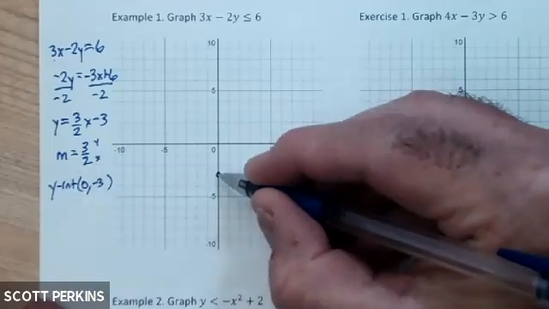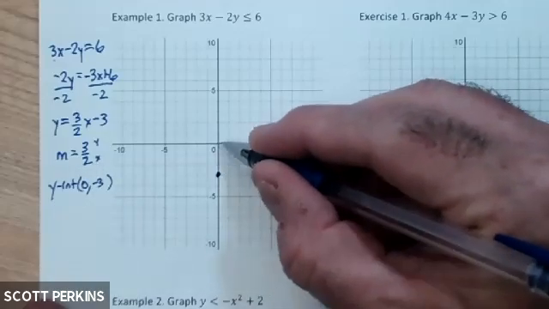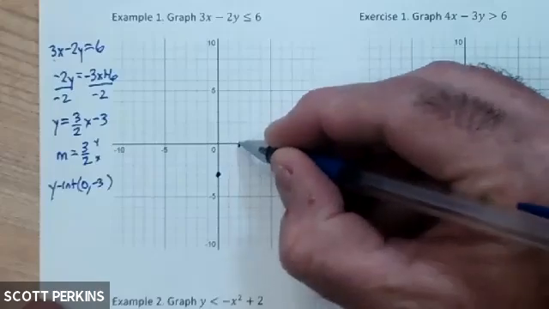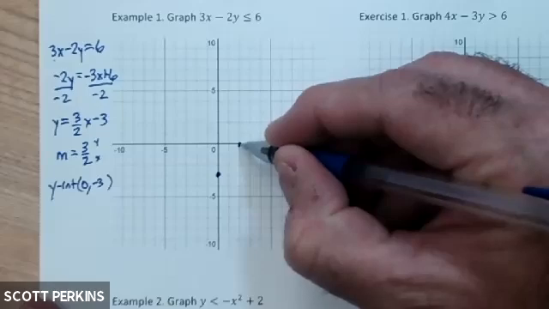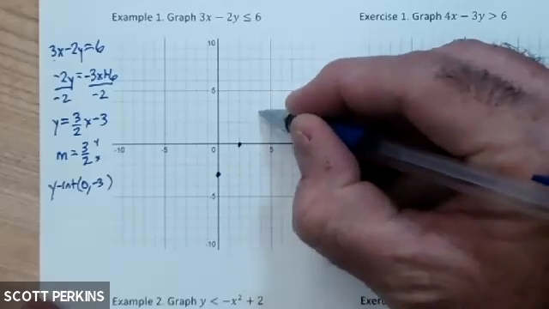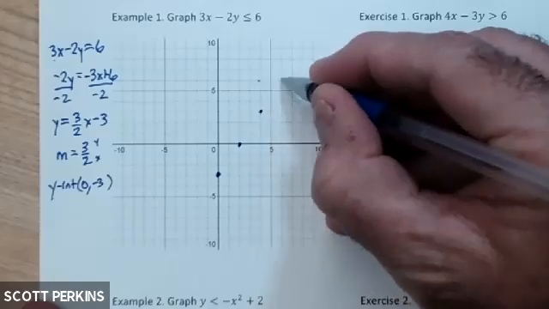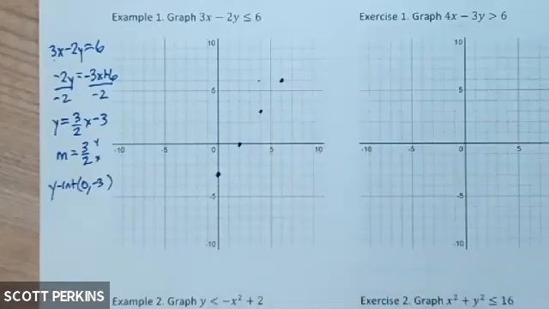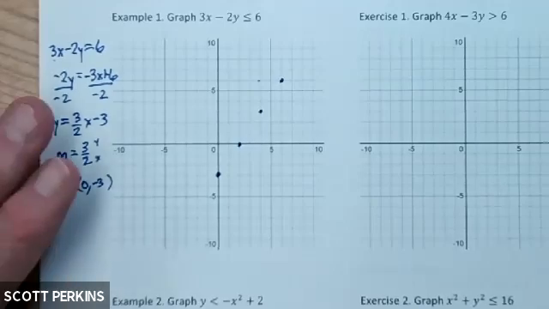So 3 in the y, 1, 2, 3, 2 in the x. I'm going to make another dot. I'm going to do this a couple times because I find it very relaxing. 3 in the y, 2 in the x, 3 in the y, 2 in the x. Now don't connect the dots yet though, because we are not graphing an equation. We are graphing an inequality.